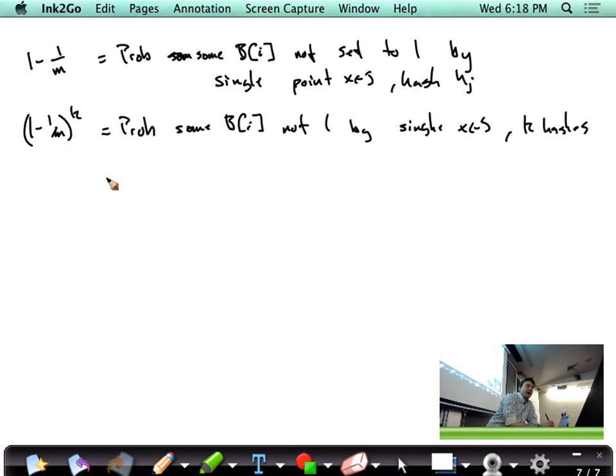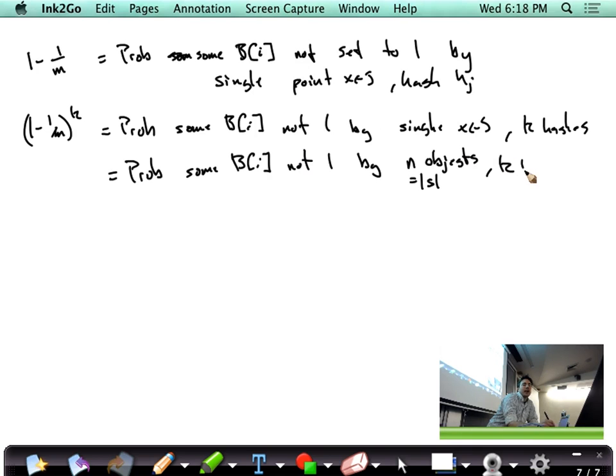Right, and so now I want to say the probability some element is not set by n objects. So we'll say n is equal to the size of S, and k hashes. So now this is going to be (1 minus 1 over m) to the kn. Actually, this step is slightly wrong. There's going to be some similar things happening when the hash function gets really full. This is not going to be quite right because of some weird dependent structure. But let's assume this is basically right.